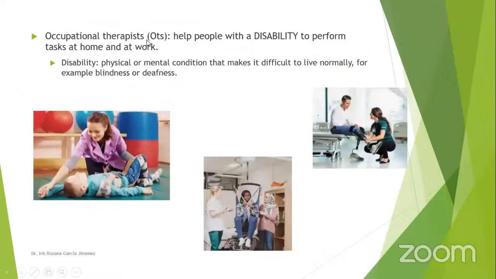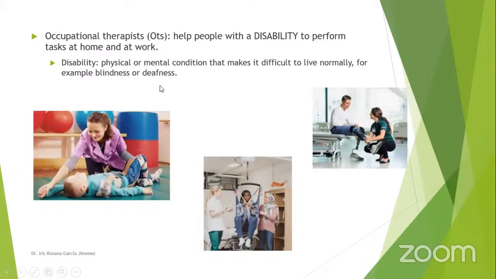The occupational therapist, the OTs, they help people with disability. That's the huge difference. Physios work with, we can say, people with no disability, and occupational therapists just with disabilities. I mean, they help people to develop, to perform tasks at home and at work, with the objective to prepare them for having a better lifestyle, or moving or acting by themselves in the best way as it's possible. For being clear, a disability is that physical or mental condition that makes it difficult to live normally.